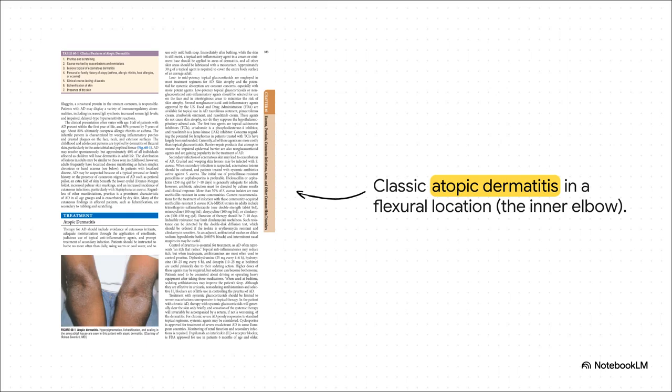This is classic atopic dermatitis, right in the crook of the elbow. That's that flexural area we were just talking about. And you can see it all here, the redness, and also that thickened, leathery-looking skin from chronic scratching. That's the lichenification we saw earlier.